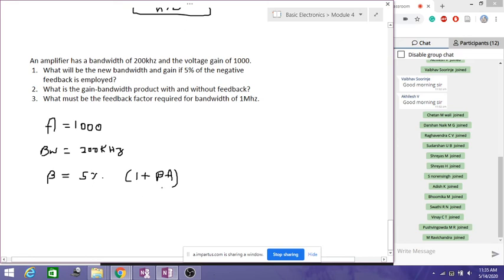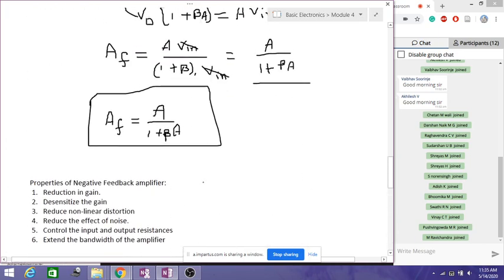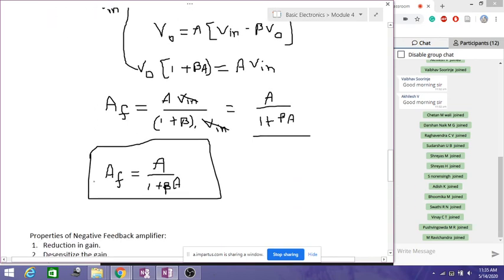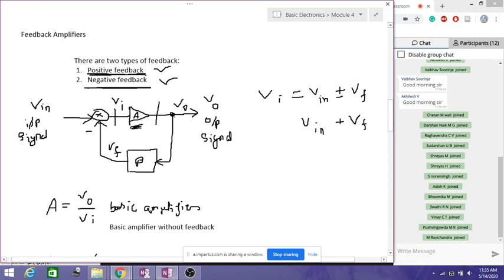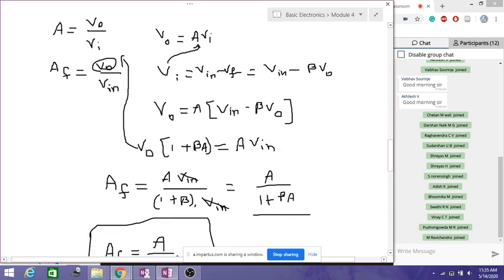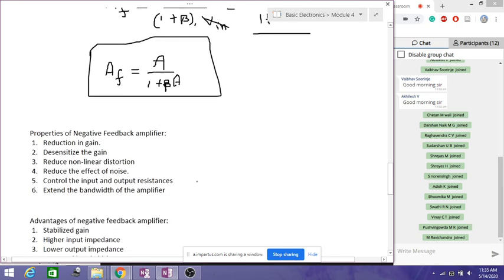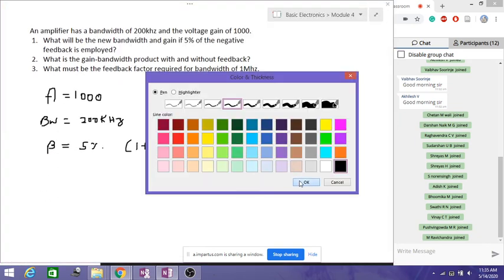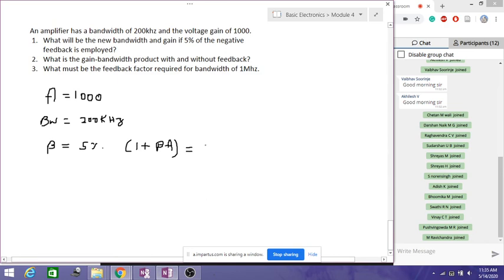It's actually beta into V naught. If you look into the previous equations, what is a feedback network? The feedback network is nothing but beta into V naught. We can write it in a better way as V naught of 1 plus beta into A. We have just added one more factor, that is A. Now if we substitute all the values, we have the gain and everything, and we will get the value as equal to 1.